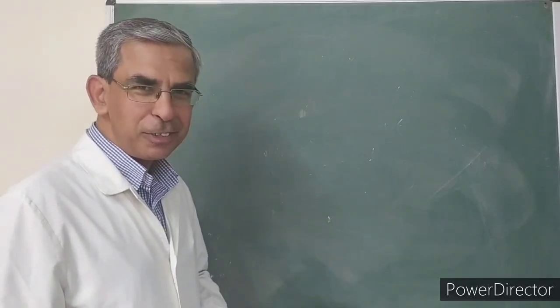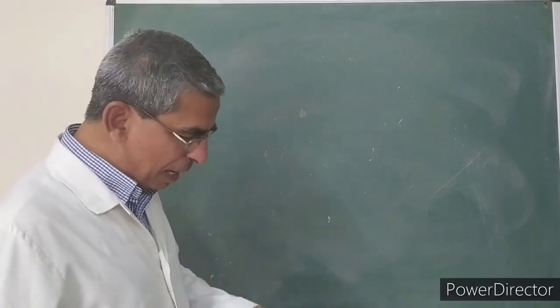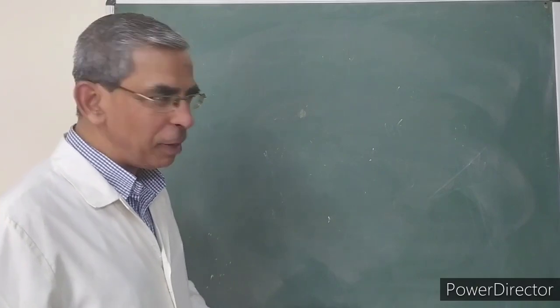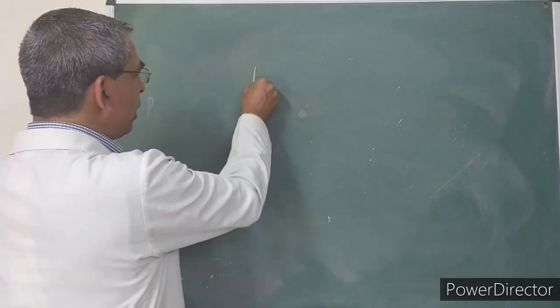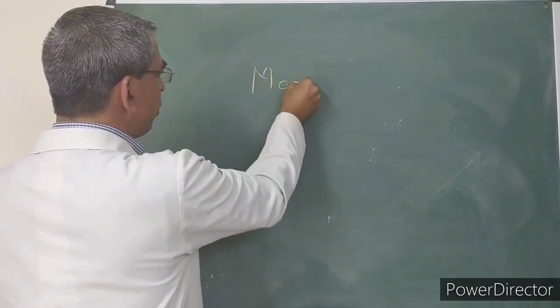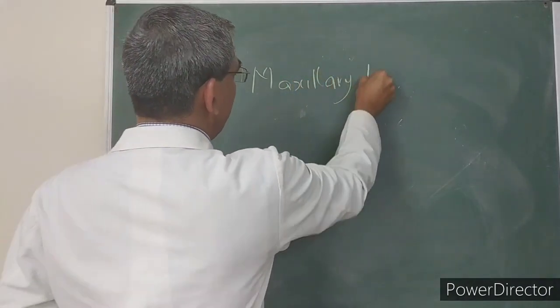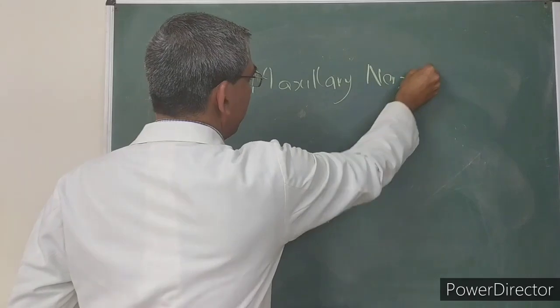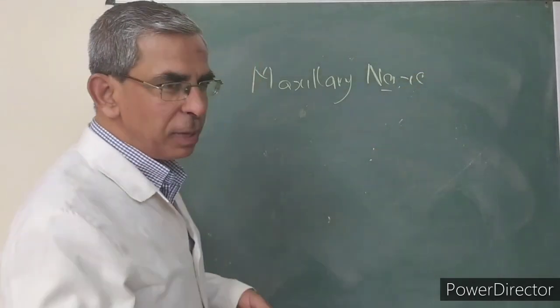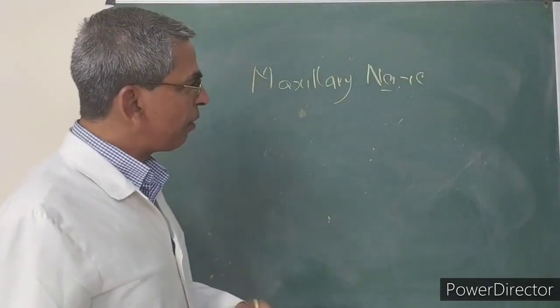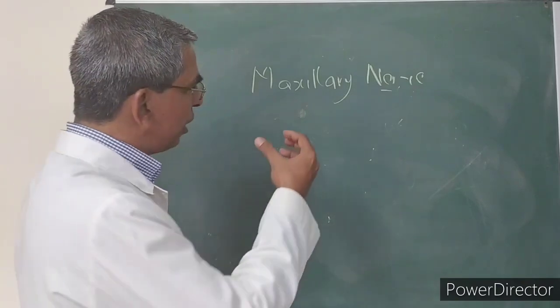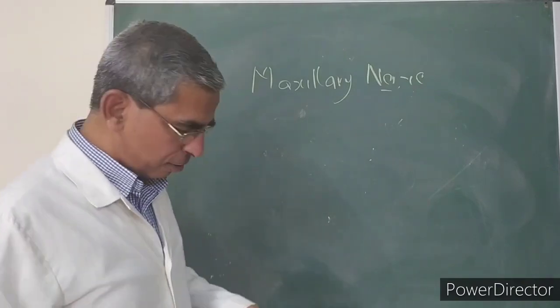So, dear friend, today we will discuss the maxillary nerve. As you know, the maxillary nerve is one of the three branches of the trigeminal ganglia. The one branch is the ophthalmic nerve, second the maxillary nerve, third the mandibular nerve. We have already discussed the mandibular nerve. Now, today we will discuss the maxillary nerve.